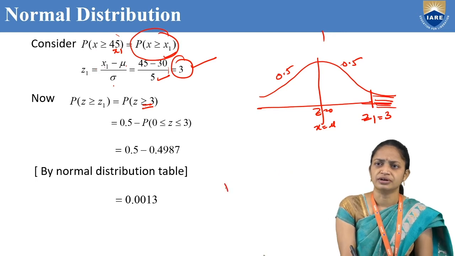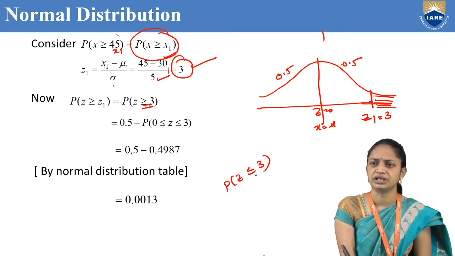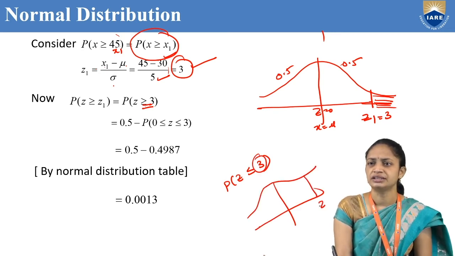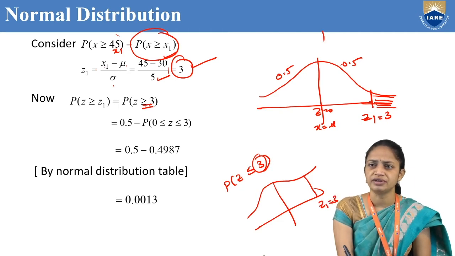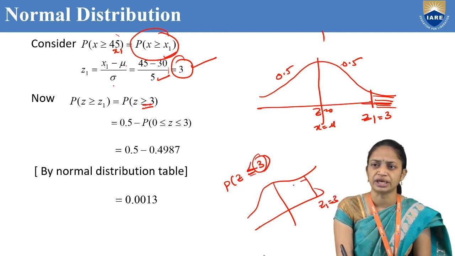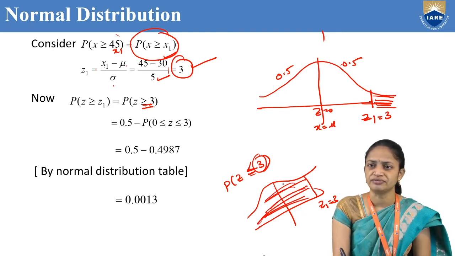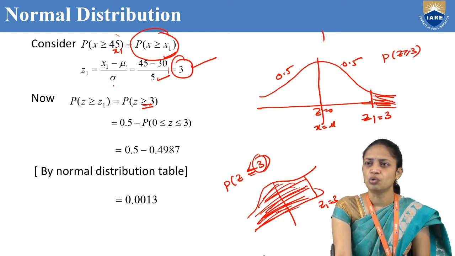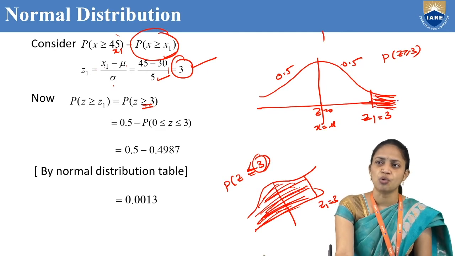If we have P of z less than or equal to 3, this is a positive value, so we take it on the right side, that is z1 equal to 3. And if we have a less than or equal to symbol, we have to take the total left side area from the point. But here we have P of z greater than or equal to 3, a greater than or equal to symbol, so from the point we need to take only the right side area. So we need only this area.